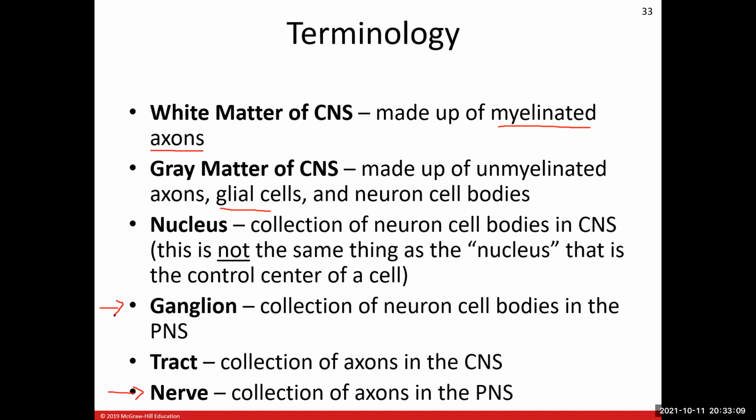Now we have a new term, a nucleus. Oh, wait, Dr. Kaz, isn't a nucleus the control center for a cell? Yep, that's the definition of it. But we have another term. Nucleus is going to be a collection of neuron cell bodies in the central nervous system. Note, it's not the same thing as the nucleus in a cell. Completely different. Don't ask me why they did this. I can't remember. I knew at one point. Sometimes information just falls out of my head and I can't remember why. But at one point I knew why they called it a nucleus. But please know that terminology.